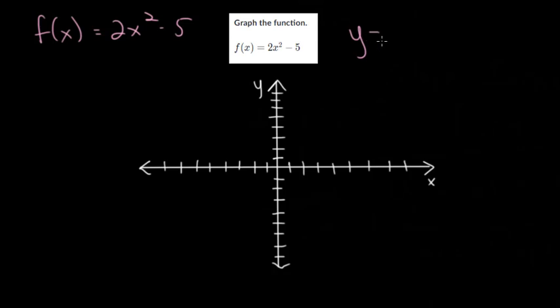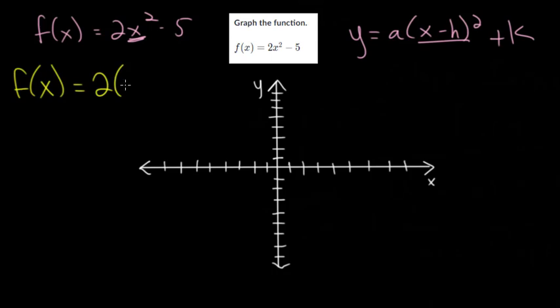And I'm just going to rewrite the vertex form so that you become more familiar with it. But notice this one doesn't have this big expression squared. So this one's a little bit tricky just because it's actually simpler than these problems. So it might throw you off. But one way you can think about this is as f of x is 2 times x minus 0 squared minus 5. And that way it might be a little bit more obvious that the x coordinate of our vertex is 0.